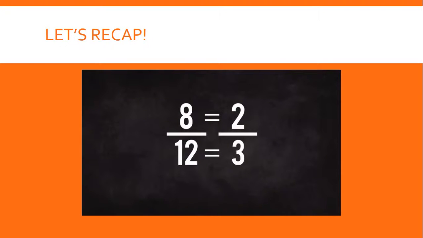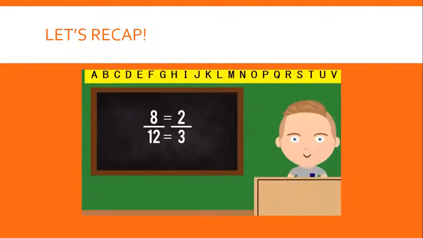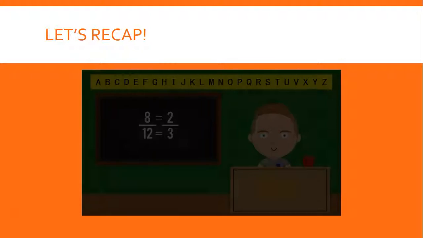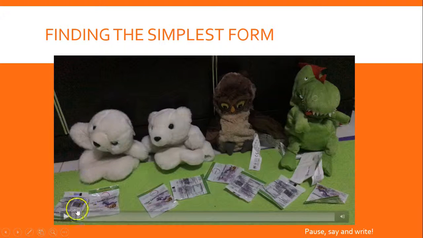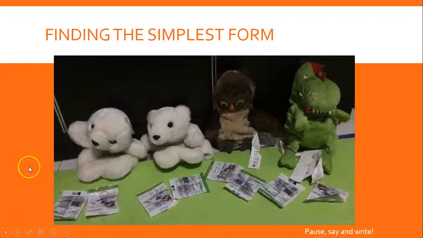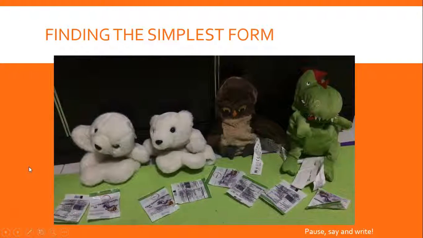The largest number that goes into the top and bottom. So let's take a look at 8/12. The factors of 8 are 2 and 4. The factors of 12 are 2, 3, 4, and don't forget 6. Finding the simplest form. And that gives us 2/3.